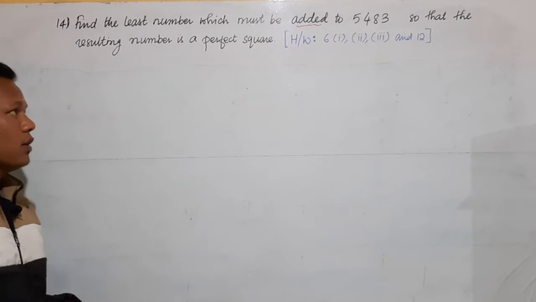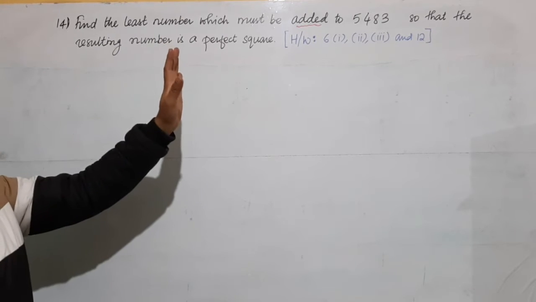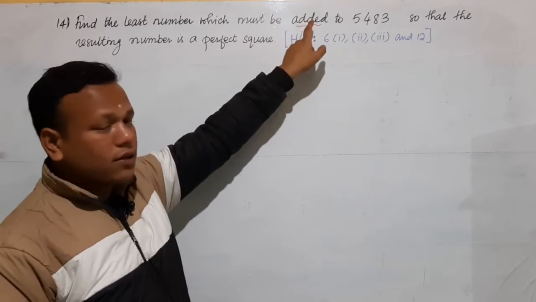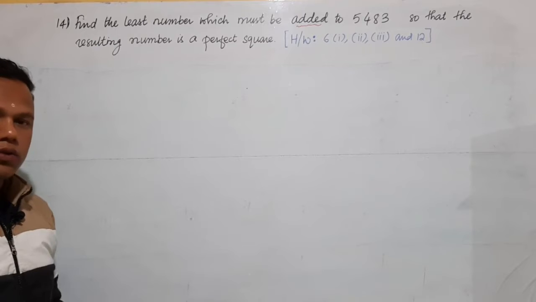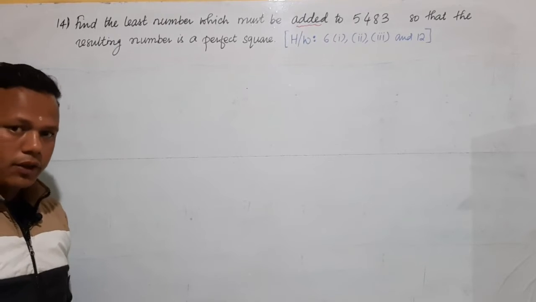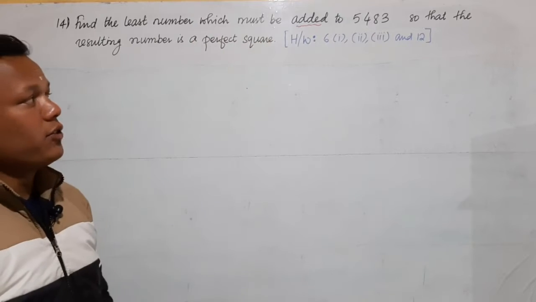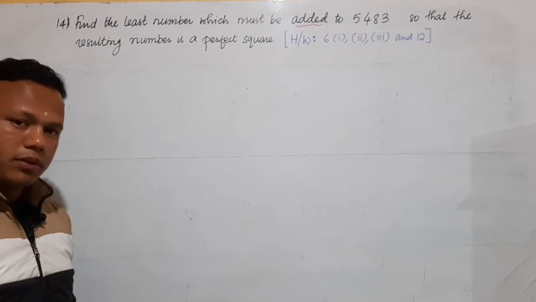Now, as I told you in the earlier session, whenever there's a word problem like this, where it says either subtracted or added, you always have to find the square root using the division method. So: find the least number which must be added to 5483 so that the resulting number is a perfect square.